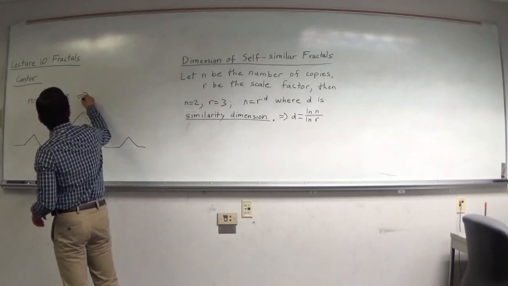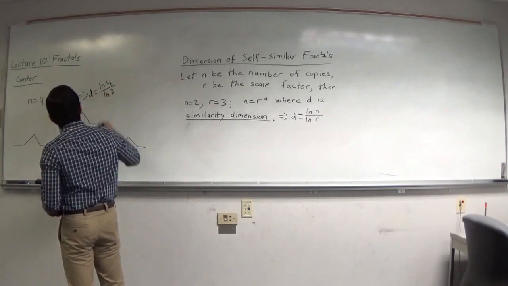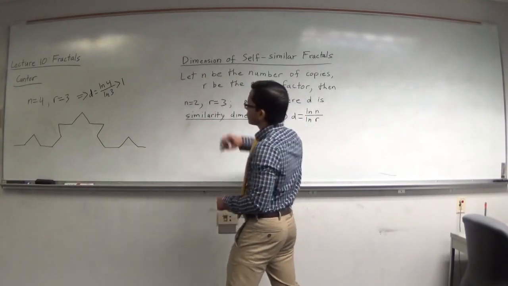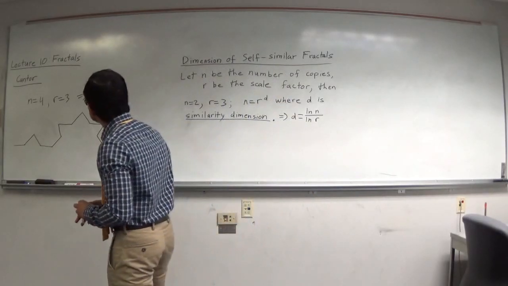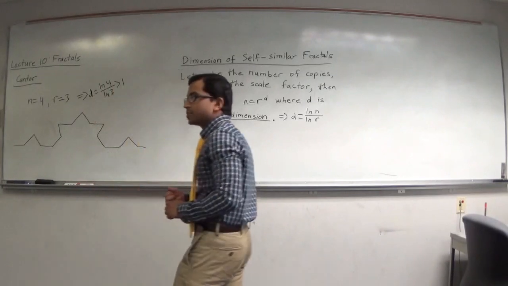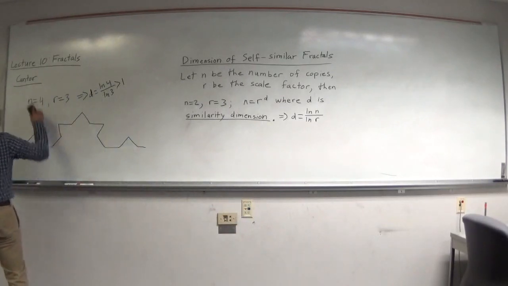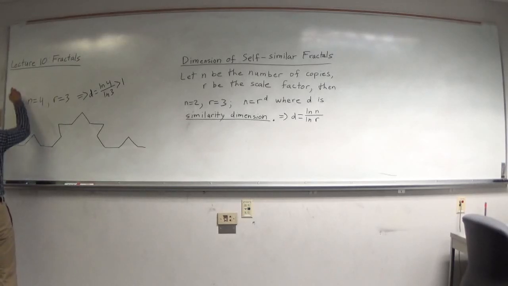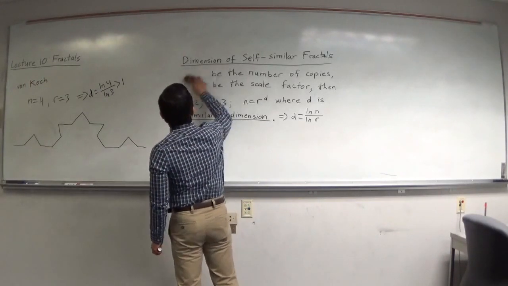So d is going to equal ln 4 over ln 3. Clearly this is greater than 1, whereas the Cantor set is less than 1. That's the similarity dimension, the easiest dimension that we can deal with, and this is the von Koch curve.